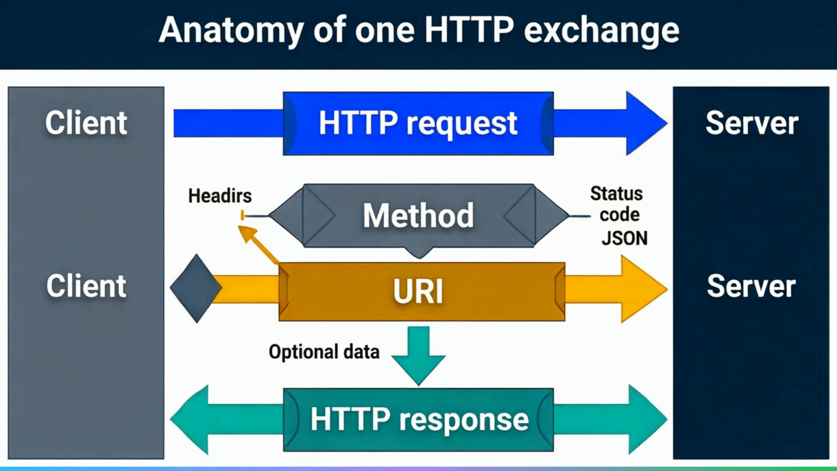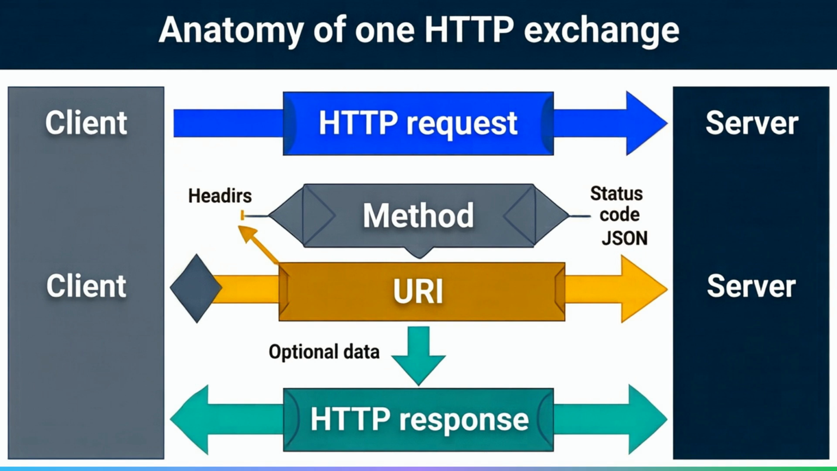A URI identifies the target resource. It does not tell the server what to do. The HTTP method supplies that decision. Headers add context, including authorization when required, and a request body is optional. The response carries a status code and may carry data, often JSON. Think resource first, then operation.